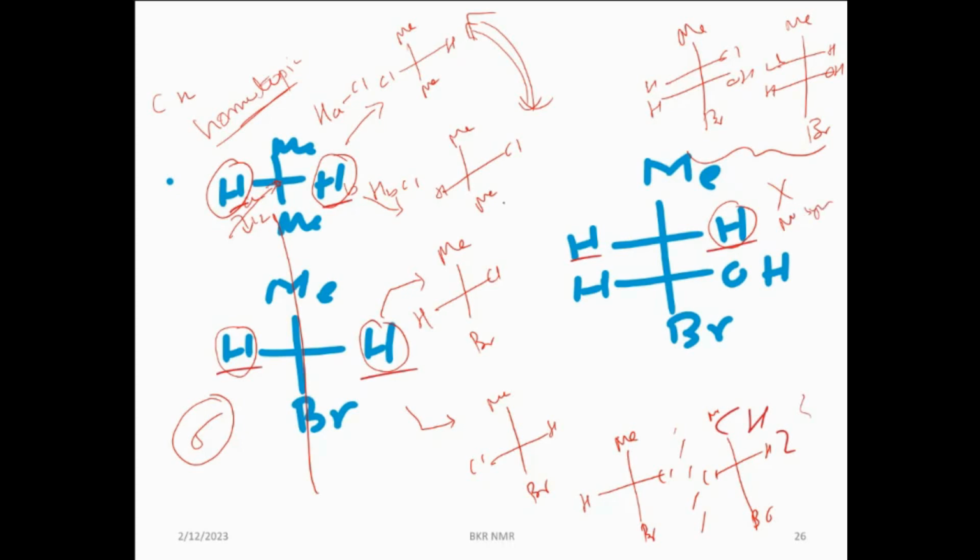What do they say next? Homotopic and enantiotopic protons or carbons are chemically equivalent, and they give the same signal. But diastereotopic hydrogens, methylene hydrogens, are chemically non-equivalent. So they will give you different signals. This is very important.